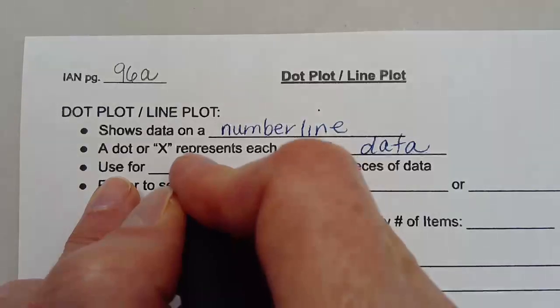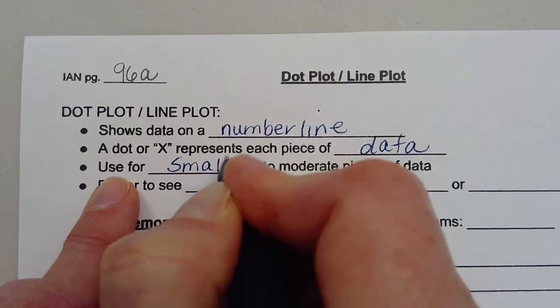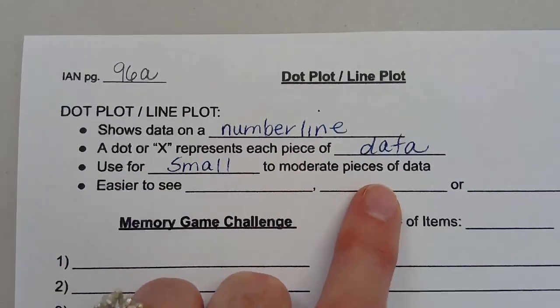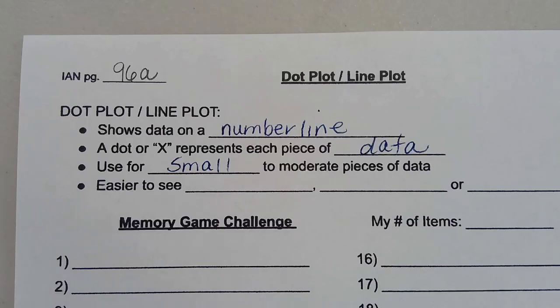All right, so we're going to use a line plot. This is used for small to moderate pieces of data. If I were polling the whole school about something, I would not use a line plot. Why? It'd be too many X's, too many dots. It'd be hard. I'd have to count every single one. This is going to be when we have a smaller amount of data to look at, okay? What we're doing today is probably about the max amount of numbers that we're going to use, but we were going to practice with our memory game.